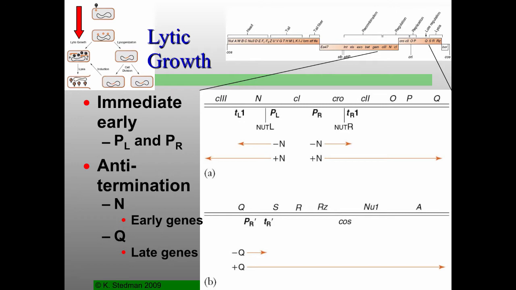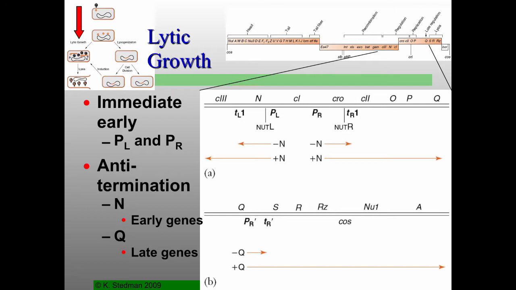So if you don't have C1 around, then you'll end up making Q, and with Q, that will allow the transcription and then translation of all of these late genes, and late genes lead to lysis. In the presence of C1, you'll shut down the expression of Q, and that will then lead to lysogeny, and the maintenance of lysogeny, just a second, Ian, with the presence of C1 leading to more production of C1.